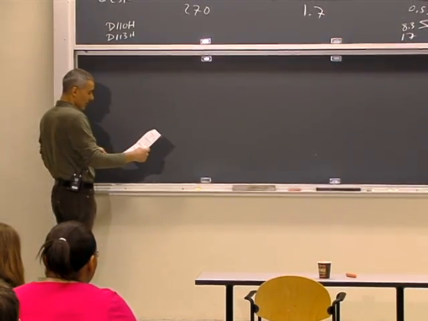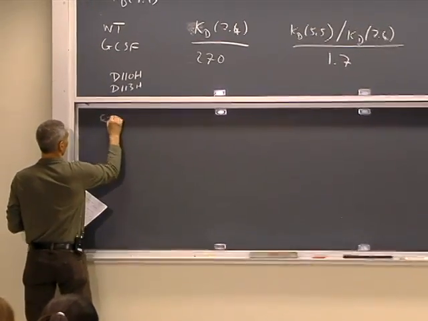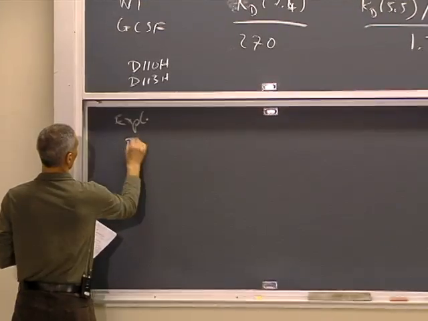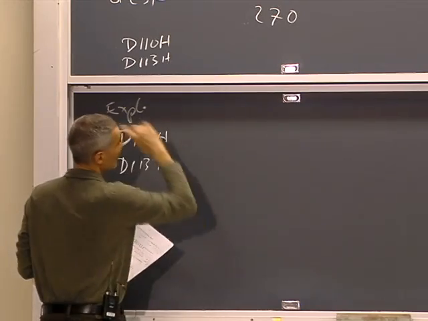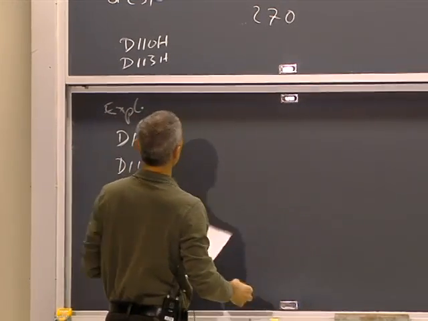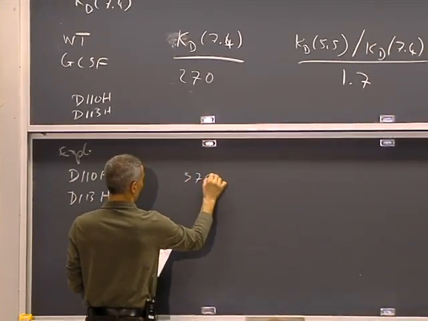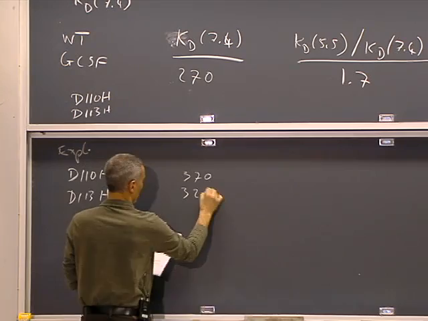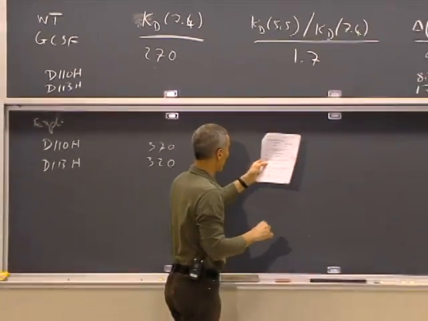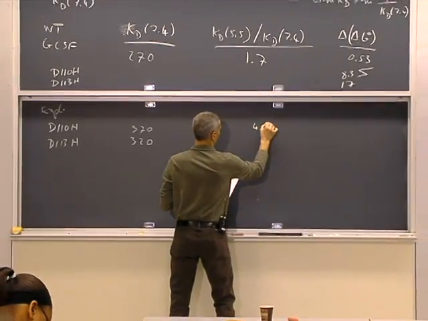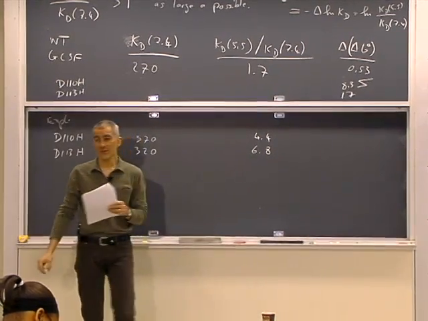All right, so experiments were done on the D110H and the D113H. And KD was measured in the experiments. Remember, the wild type is 270. The KDs were 370 and 320 with some error bar. And the ratios of KDs were measured. They were 4.4 and 6.8 with some error bars.